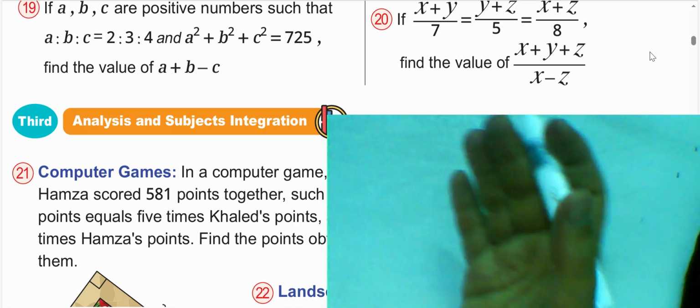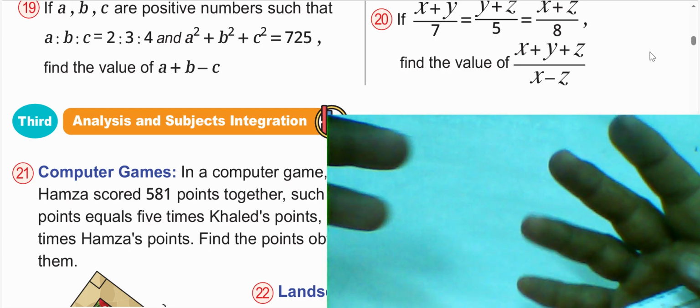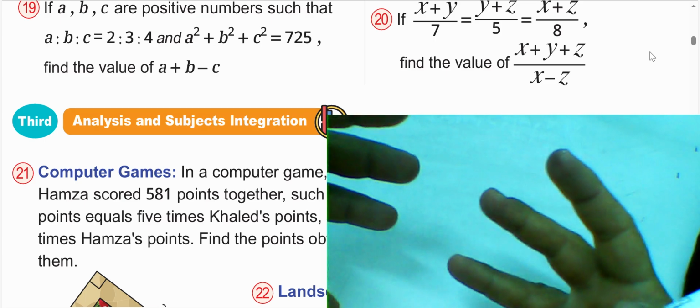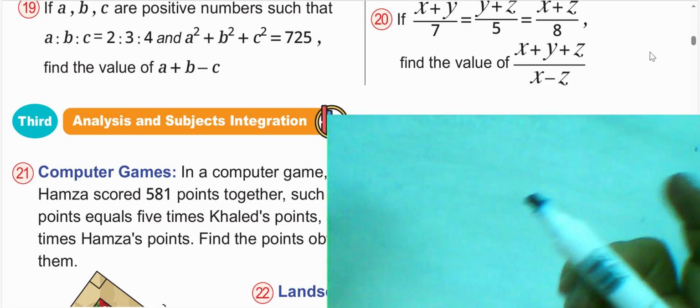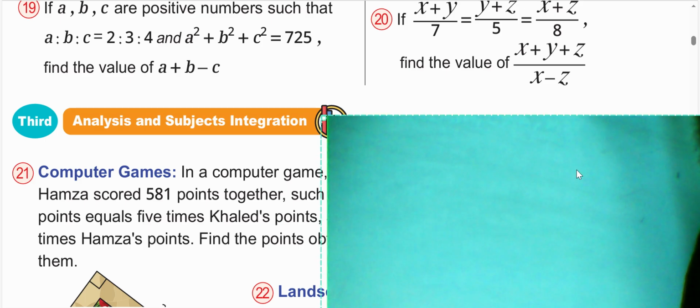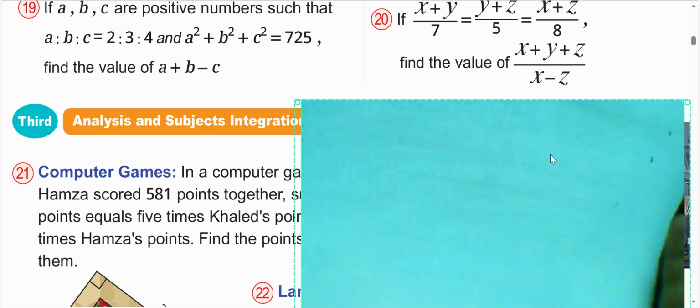What is the value of this expression? We can solve this example by properties of proportion. If we add antecedent to antecedent and consequent to consequent, then the answer will be the same ratio. The first step to solve the example is to add the antecedents and the consequents of the 3 numbers.